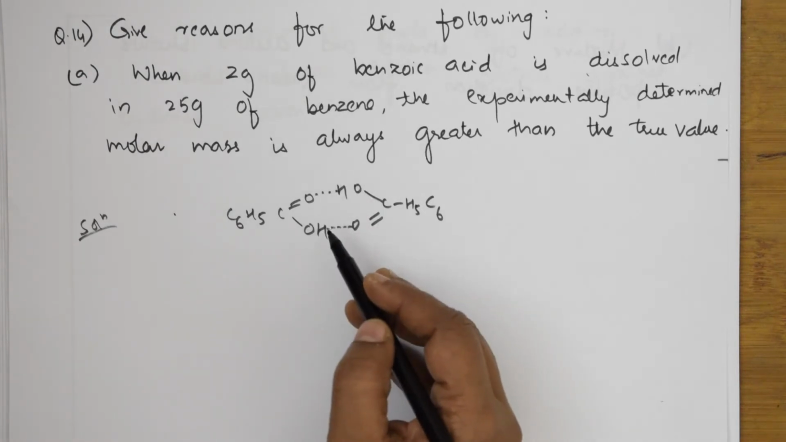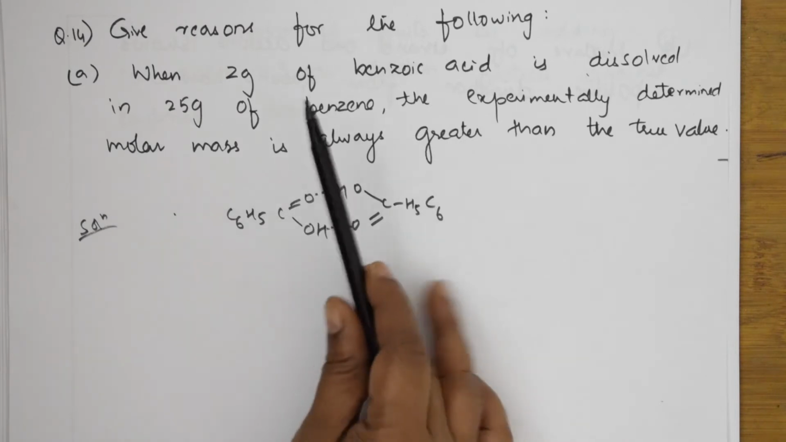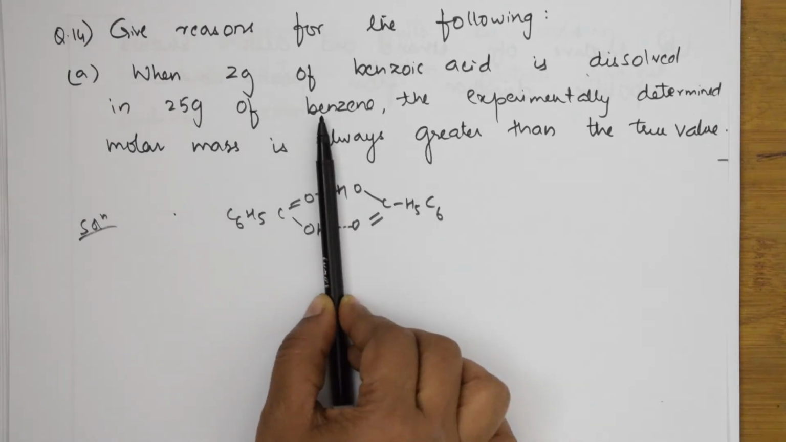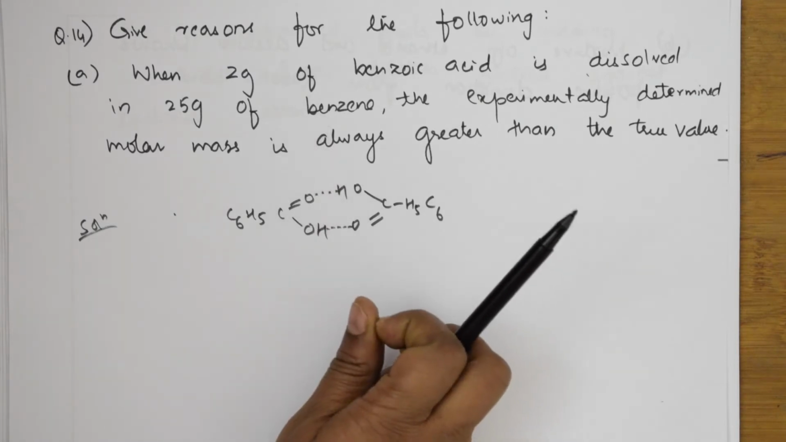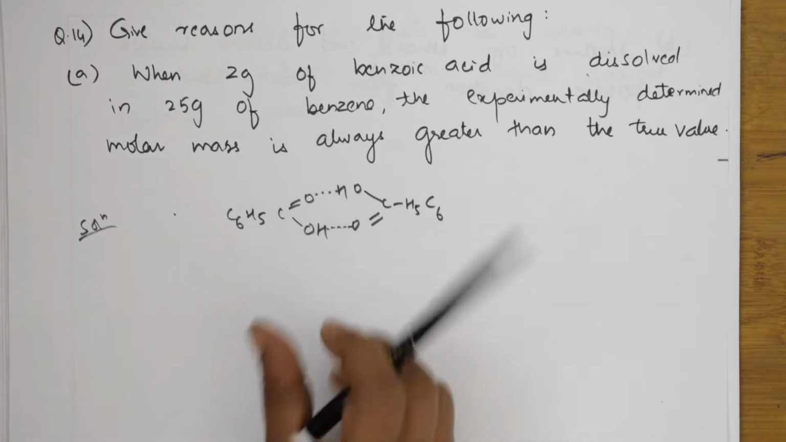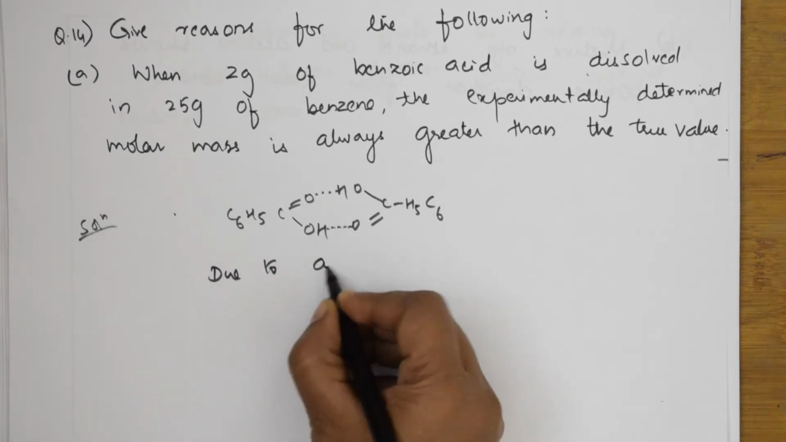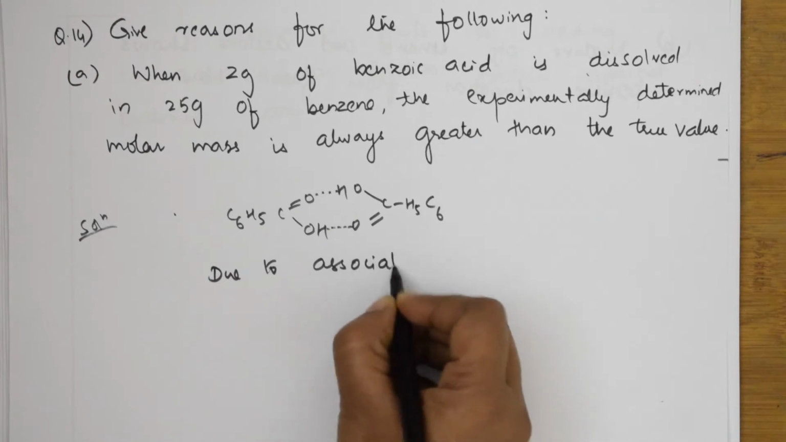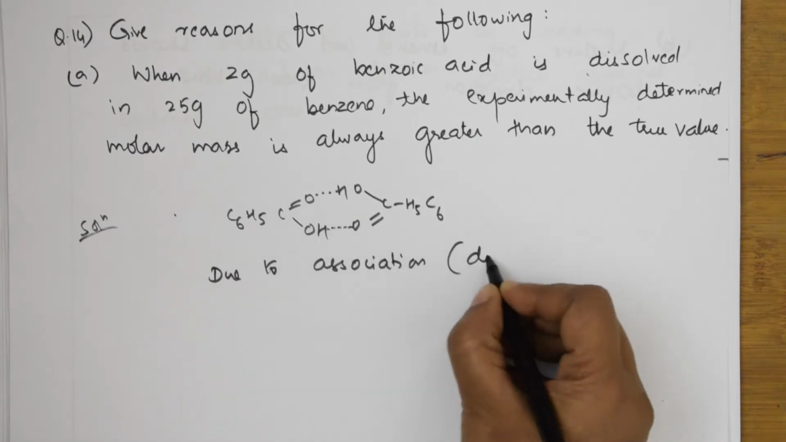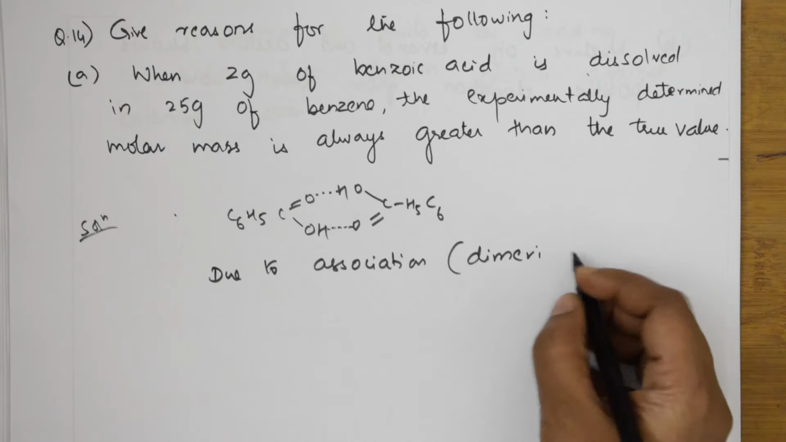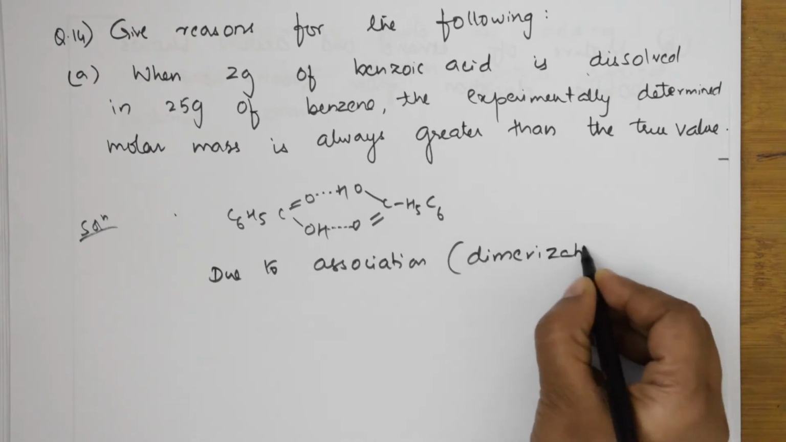Done. And finally, where is that cleave? Exactly here. This is the bond formed, isn't it? So during this process, the molecule will condense because the water molecule is removed. So what will happen to the number of particles? You will write "due to association." This is the word which you should write. And in the bracket, you will write "dimerization." This is the form.